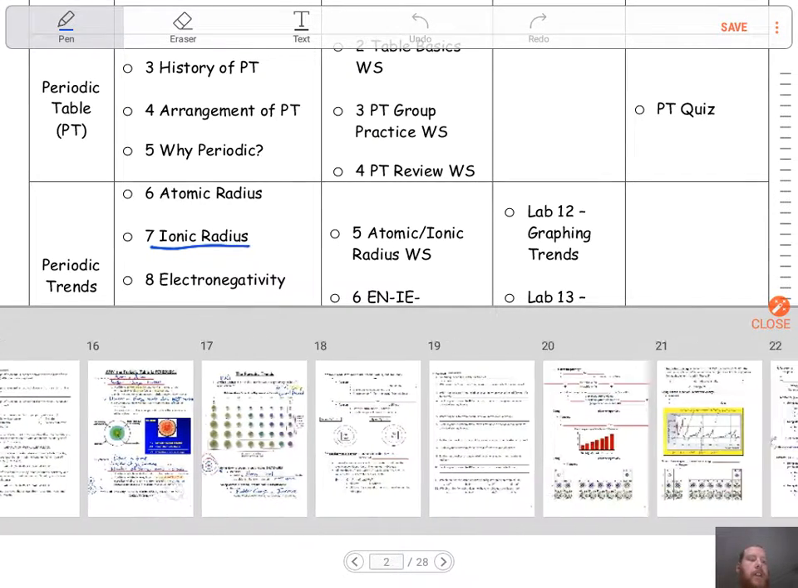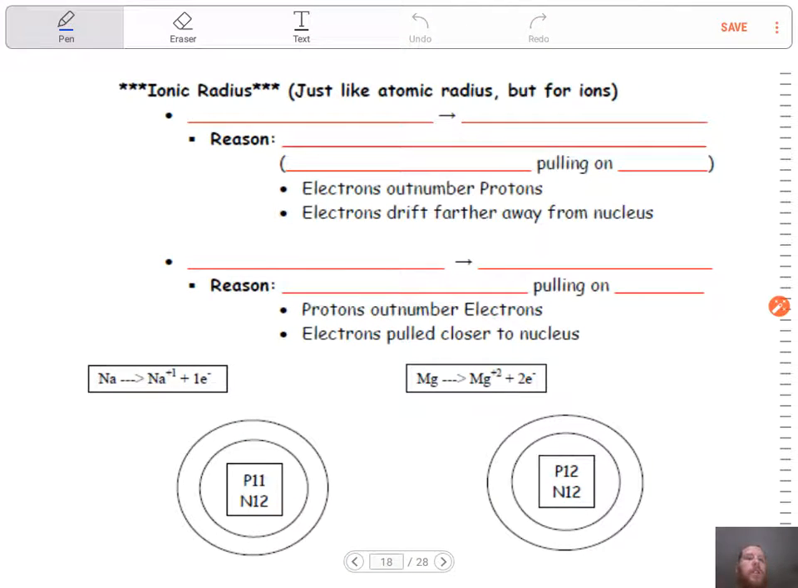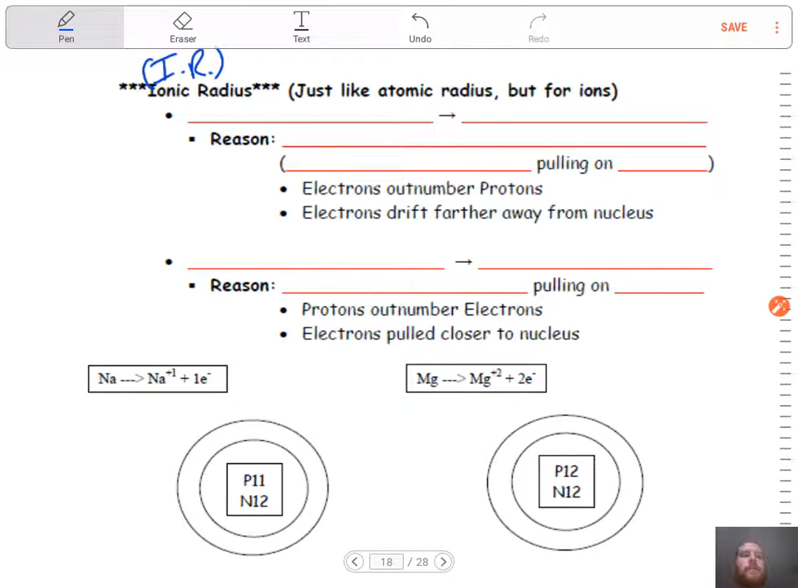So on page 18 in your notes, ionic radius, we're going to abbreviate it as IR. I want you to think about ions. We have two types of ions that we've talked about, positive and negative. We're going to split it up into two different pieces: we're going to talk about the nonmetals and the metals when we talk about ionic radius.